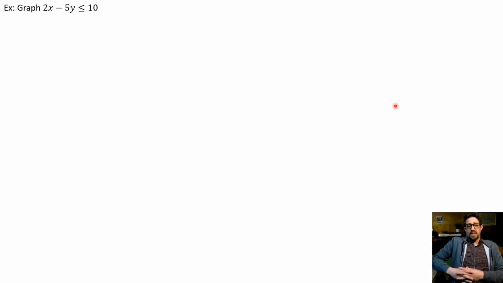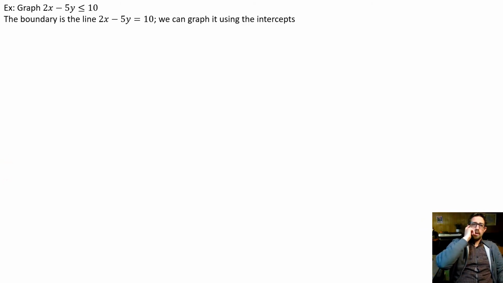So we're going to graph this inequality: 2x minus 5y is less than or equal to 10. That's the graph we are going to draw, shading in a plane region where everything in that region is true, satisfies this inequality. Okay, so that's step one. This is basically a two-step process.